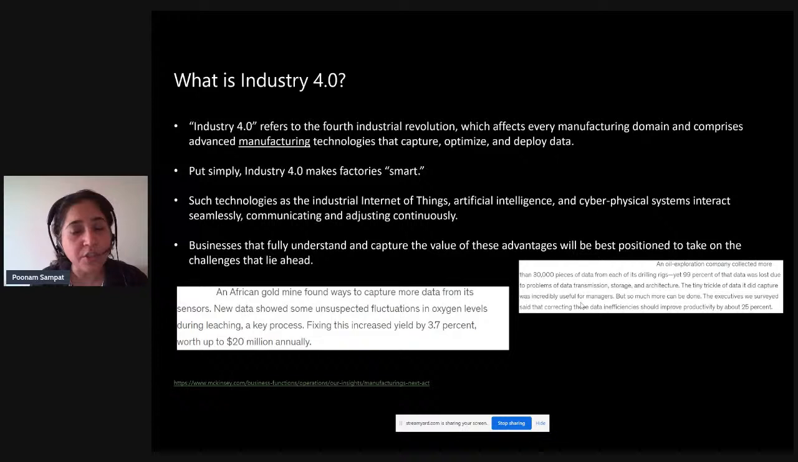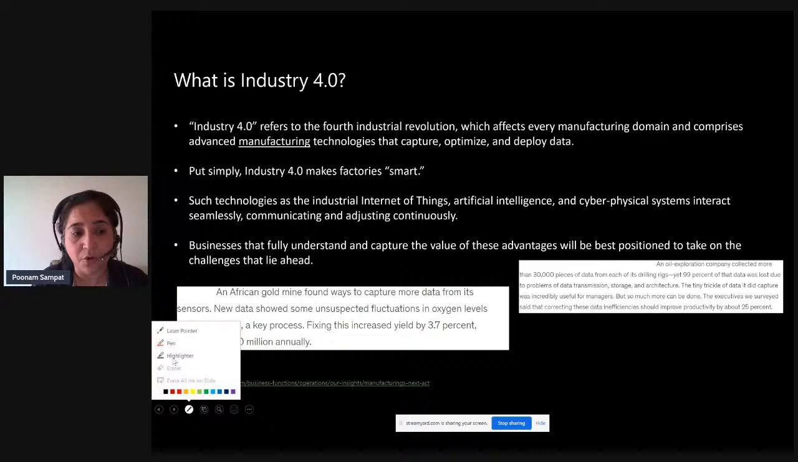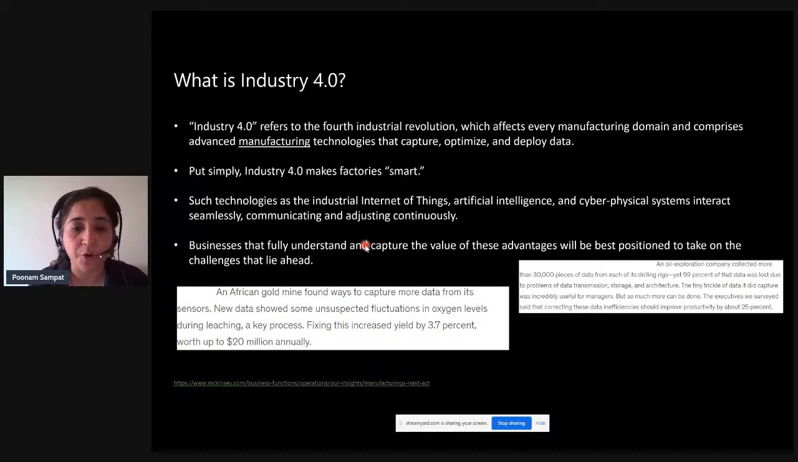Now, I was trying to look up that, okay, Industry 4.0 exists from a long time. What are the industries that have benefited from this Industry 4.0 paradigm? And this is what I read in a McKinsey publication, which said that an African gold mine, when they were able to collect more sensor data, they were able to increase their yield by 3.7%, which helped them increase their bottom line year on year by $20 million. Now, that's a lot of impact. And here you see why companies and factories are trying to become smart.